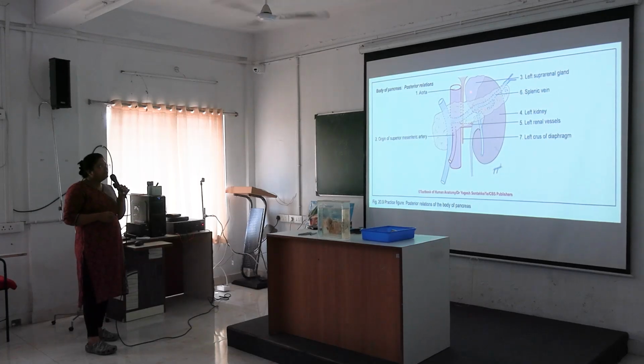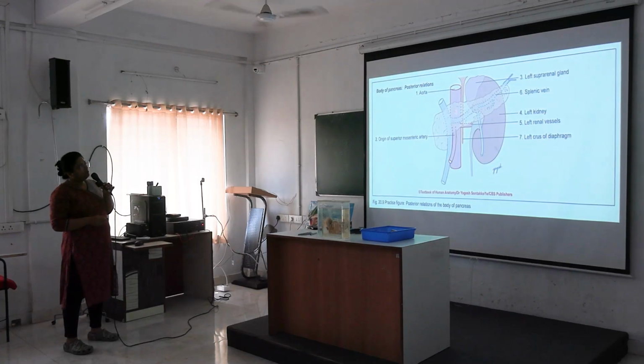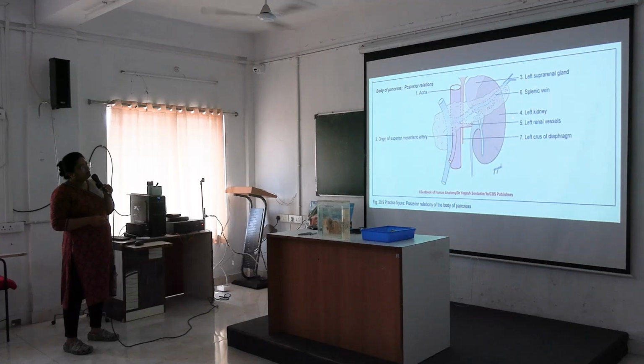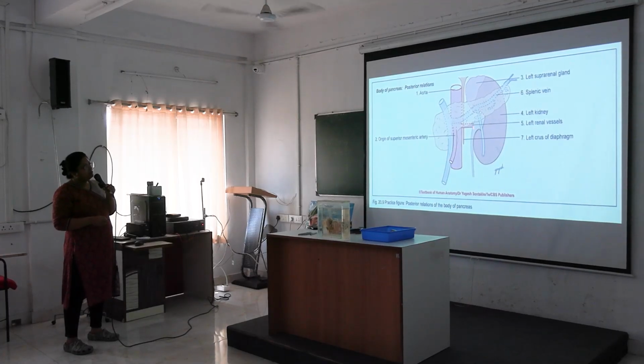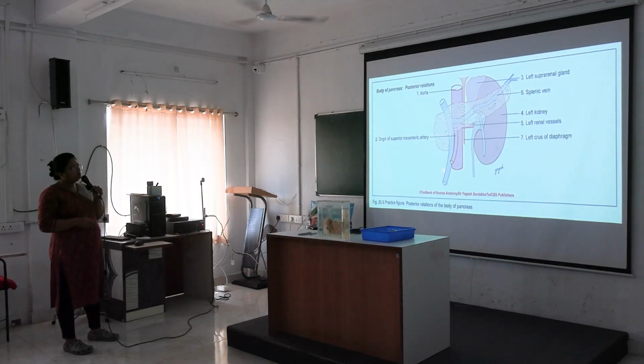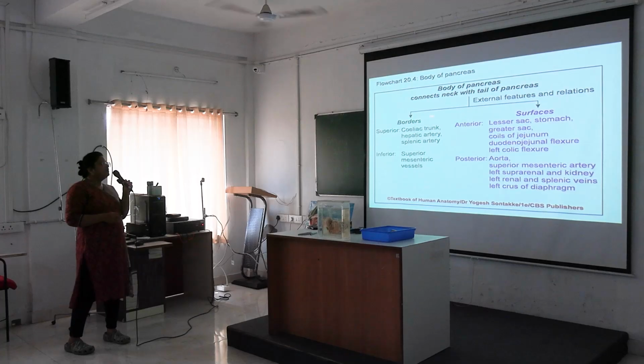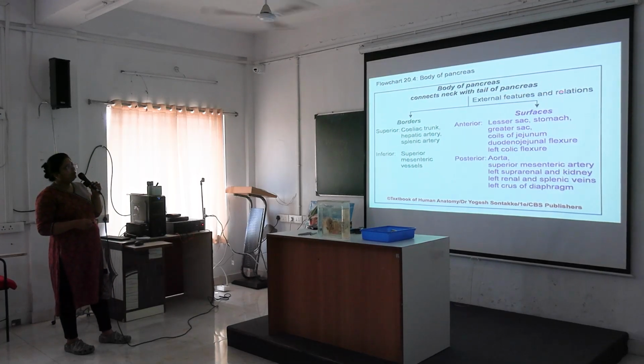And these are the posterior relations of the pancreas. Posterior to it lie the aorta, origin of the superior mesenteric artery, left suprarenal gland, this is the left kidney, left renal vessels, left crus of the diaphragm. And this is the portal vein, formed by the joining of the splenic vein with the superior mesenteric vein. So the body of the pancreas connects the neck with the tail.